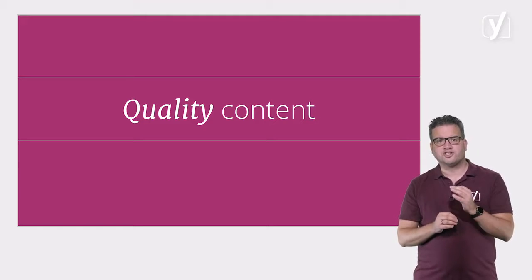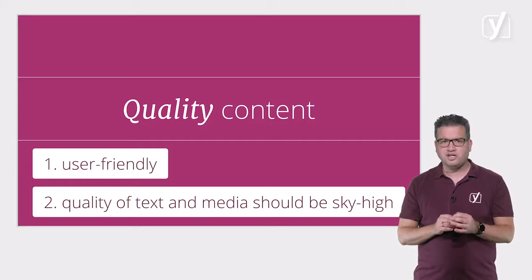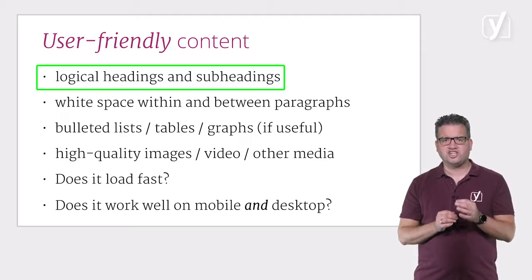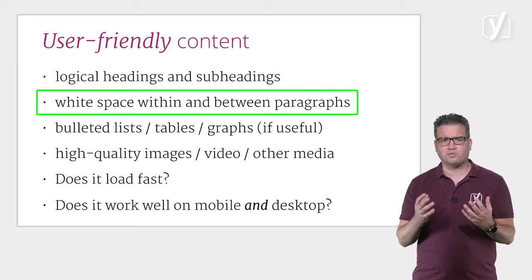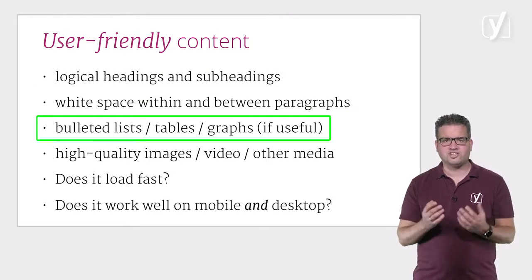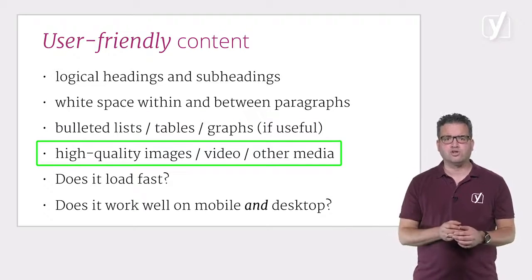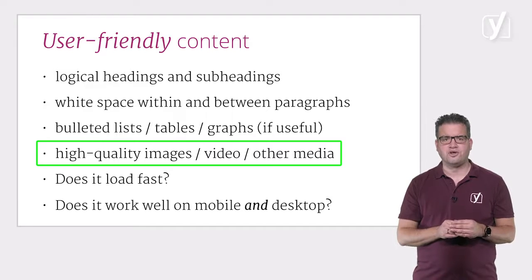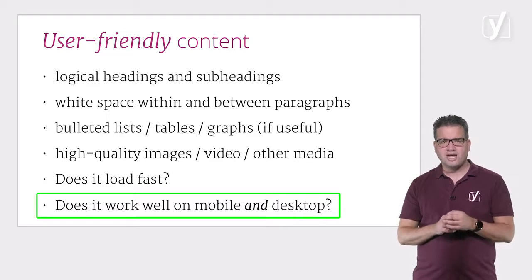Whatever you go with, there are two benchmarks of high-quality content. It should be user-friendly, and the quality of the texts and the media you use should be sky-high. But what does user-friendly content even mean? To start with, you should make sure that each section of the post is divided with logical headings and subheadings. Don't forget to also add white space within and between paragraphs. When necessary, you should put information in bulleted lists, tables, or use graphs. Of course, adding appropriate high-quality images, videos, and other media is also essential. Finally, you will need to check that your media loads fast and that it works well both on mobile and desktop.